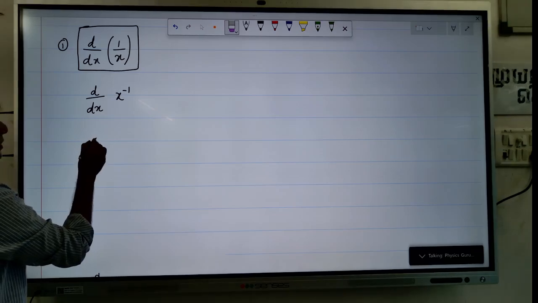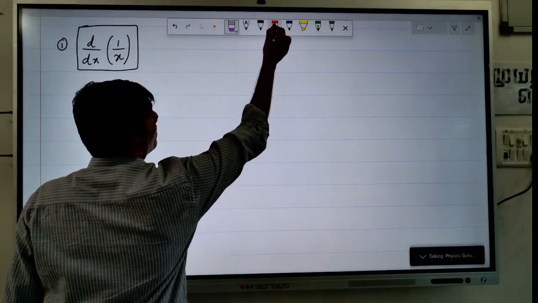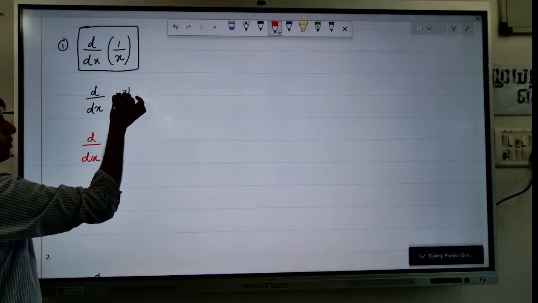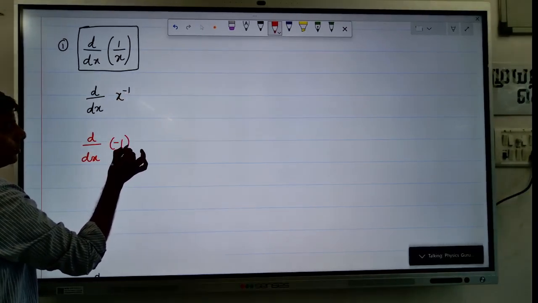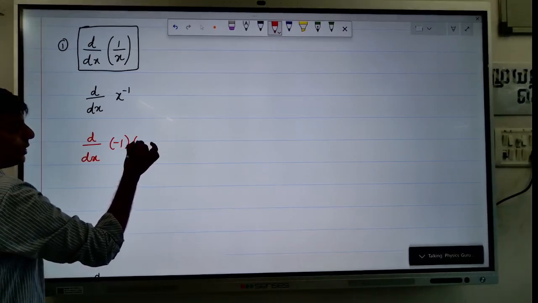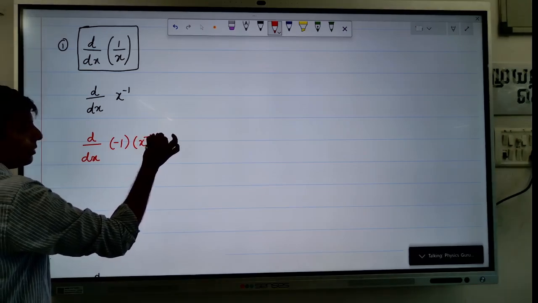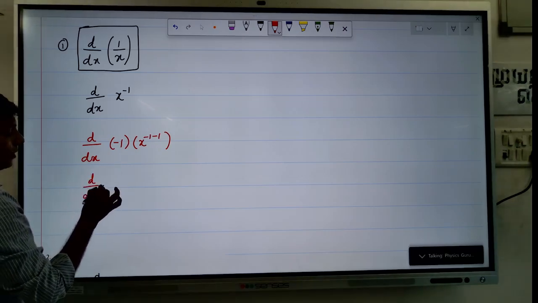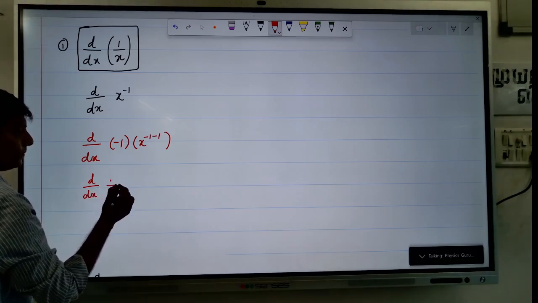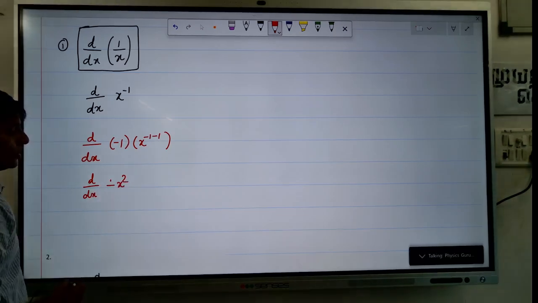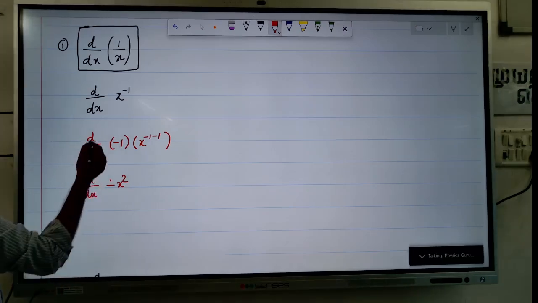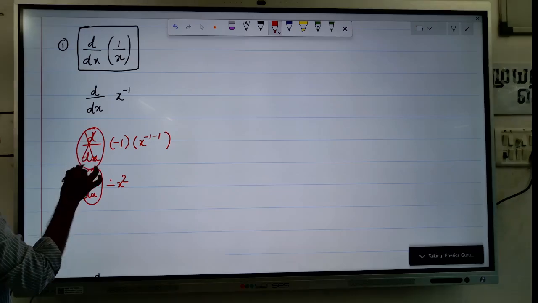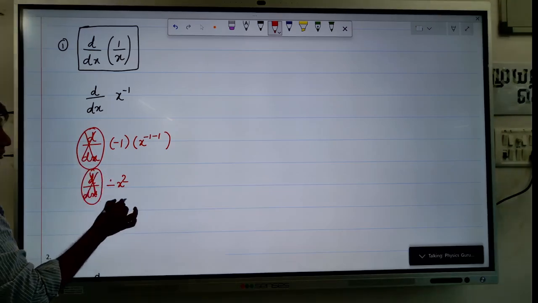So here I have d by dx of x to the power minus 1. So minus 1 into x to the power minus 1 minus 1, so minus x to the power minus 2. Correct? So the d by dx now vanishes. This part has vanished. So what's the total value that we have now?